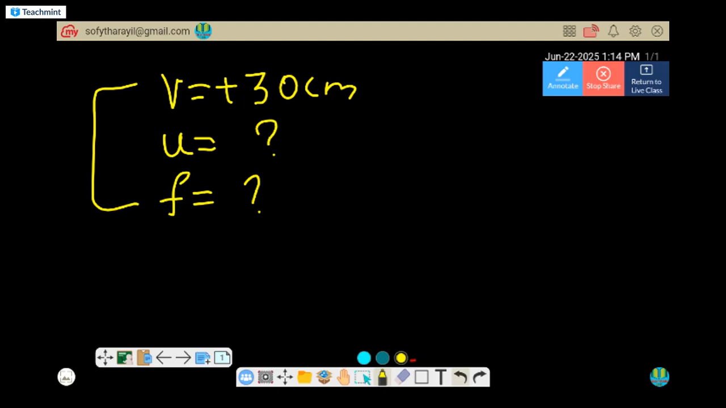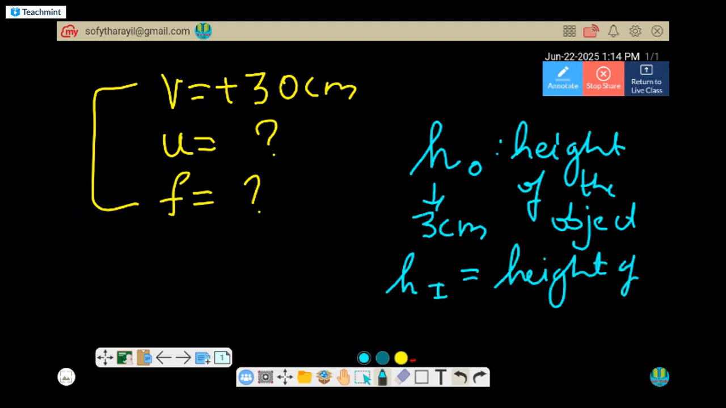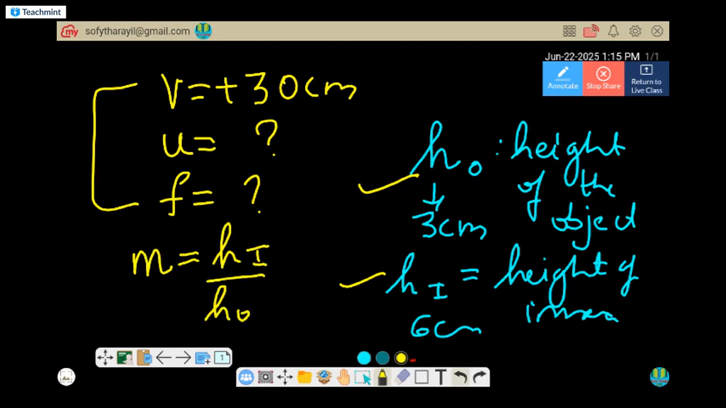The height of the object, I'm just writing Ho. What is Ho? Height of the object. That's taken as 3 centimeter. And height of the image, it is taken as 6 centimeter. Now, height can also directly tell you the magnification value. So M value you can write Hi upon Ho. This is also one of the formulas of magnification.